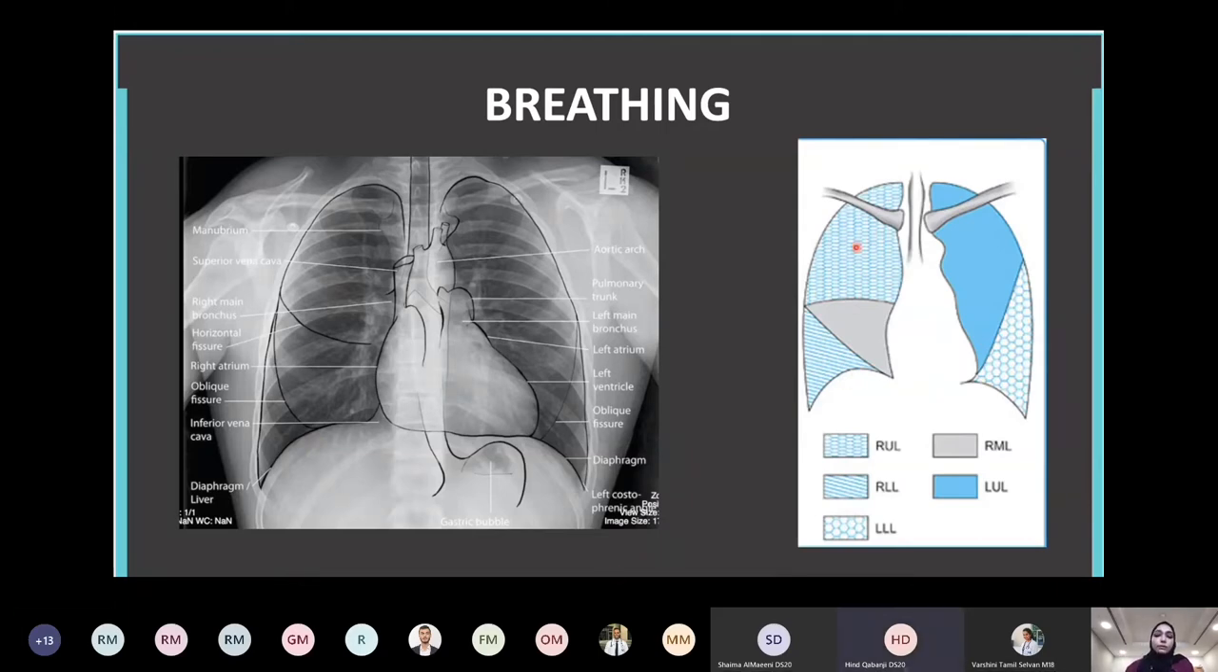And here, I just need you guys to remember that the right lung has three different lobes, while the left lung has two lobes. That's because your heart sits here and there's not much space for a third one.